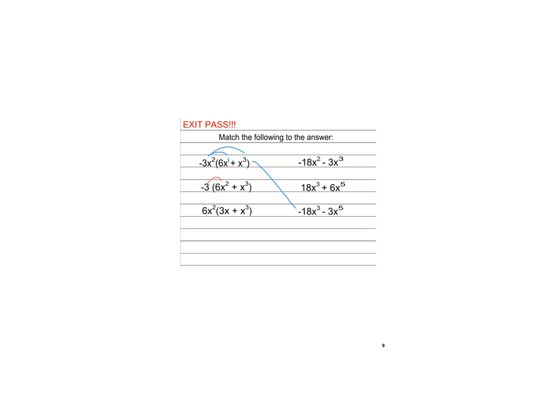Then the next one, negative 3 times 6x squared is going to be negative 18x squared, because I don't have any other x to add. So I know that's that one, which means that the last one, A, has to be this one, but let's double check. That would be 18x cubed plus 6x to the 5th.